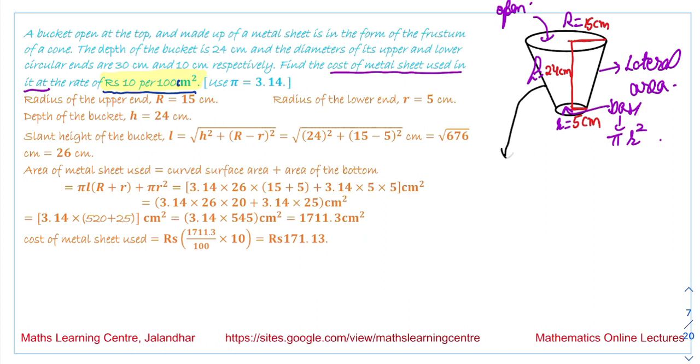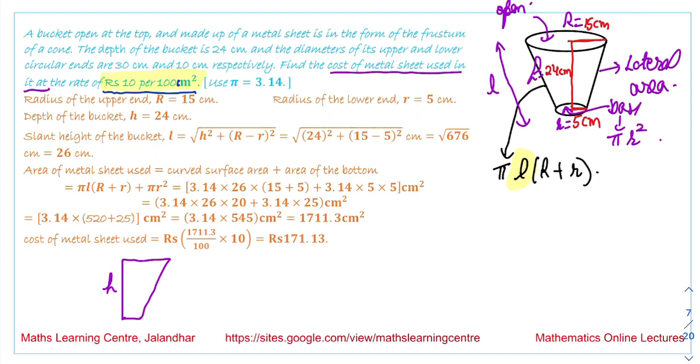The formula for the lateral area of this bucket is pi L into (R plus r). Now we have to calculate the value of this slant height L. To calculate this value, we use the fact that this is capital R, this is small r, and these two points are joined like this. This value is H, this value is capital R, and this value is small r.